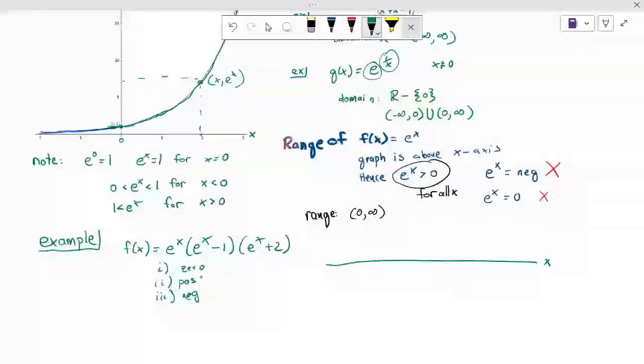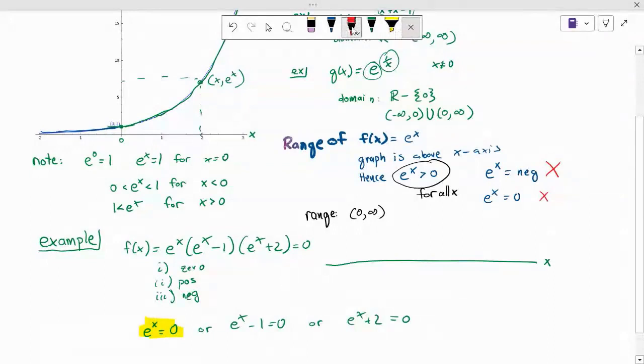Okay, so if we set the function equal to 0, we factor because it's easy to see when a product of numbers is 0. So either e to the x is 0, or e to the x minus 1 is 0, or e to the x plus 2 is 0. However, if you look at case number 1, is that possible? Of course not, because as we noted before, e to the x is always strictly positive, so strictly greater than 0. That doesn't yield a solution there.